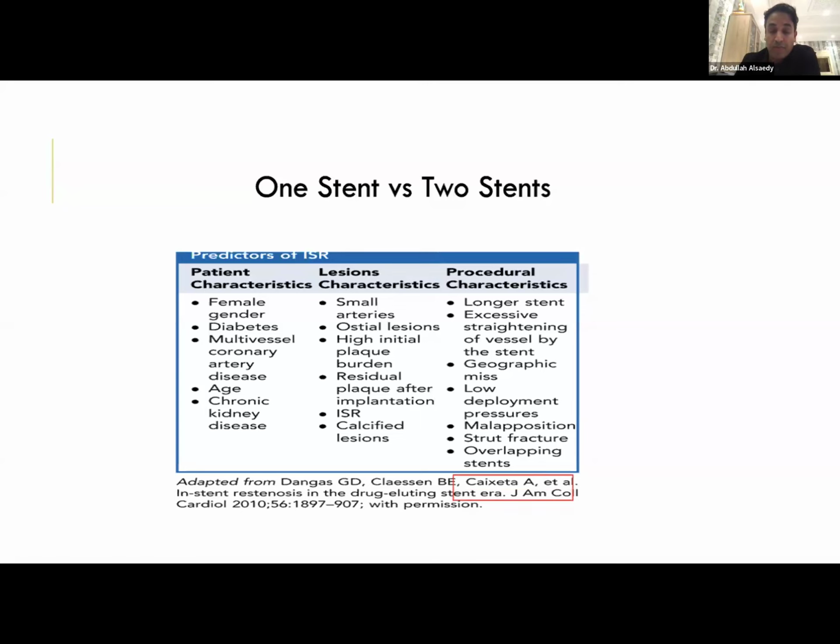When we talk about the procedure itself, a very important predictor of stent failure or ISR in the future is geographic mismatch or overlapping of two stents. So the more stents you use, the more ISR.